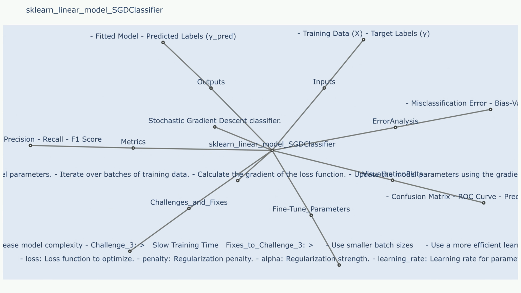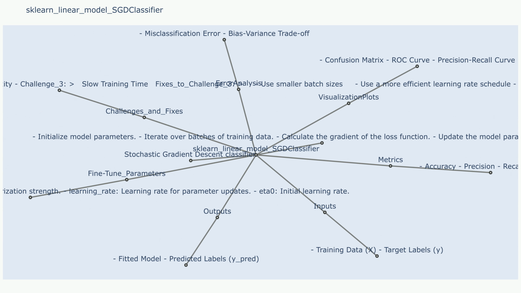Steps. Initialization. The algorithm starts by initializing the model's parameters, weights and biases randomly. Iteration. The algorithm iterates through the training data, taking one sample or a small batch of samples at a time. Gradient calculation. For each sample, the algorithm calculates the gradient of the loss function with respect to the model's parameters.